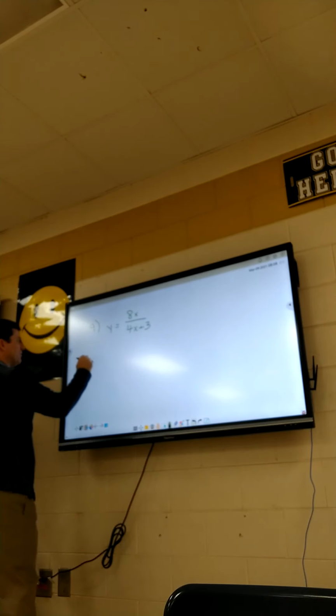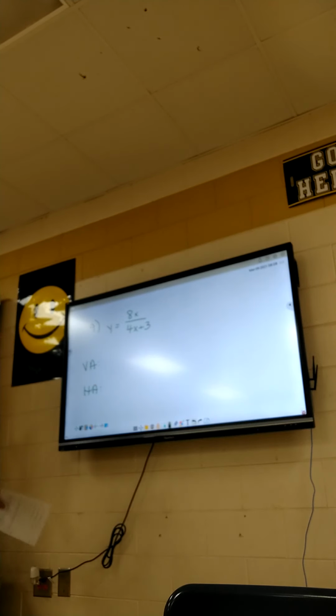All right, we got to find the VA and the HA. How do we find the vertical asymptote? That's the easy one. How do you find that one? Set the bottom equal to 0. Do it. That might be enough on the midterm to get the answer right. These are going to be multiple choice. Maybe only one answer has the correct vertical asymptote.